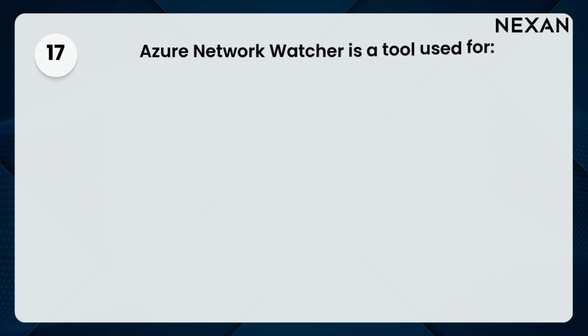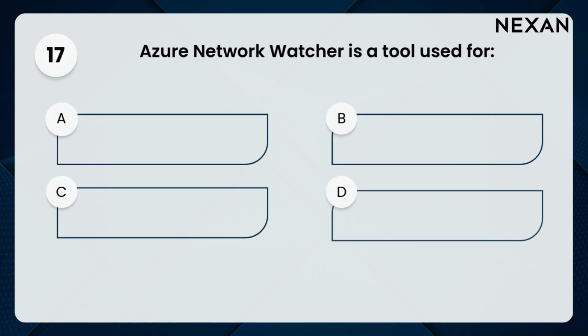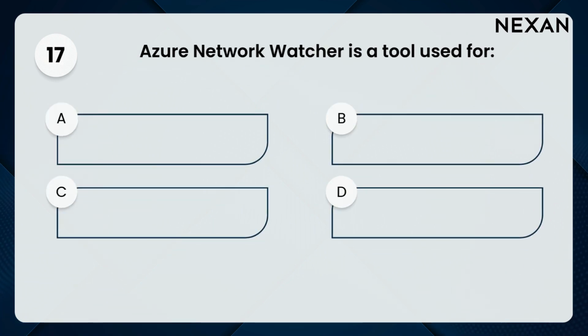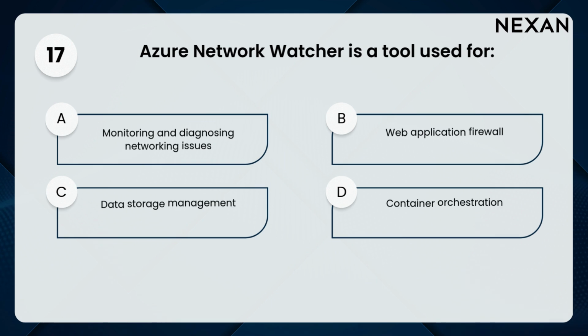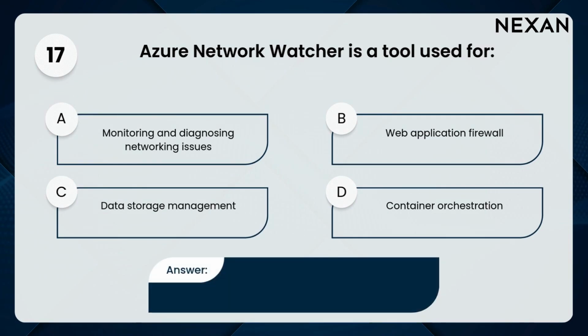17. Azure Network Watcher is a tool used for A. Monitoring and diagnosing networking issues, B. Web application firewall, C. Data storage management, D. Container orchestration. Answer: A. Monitoring and diagnosing network issues.